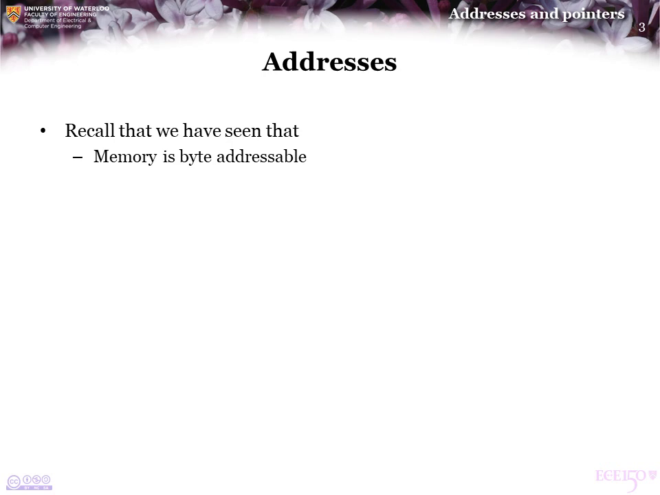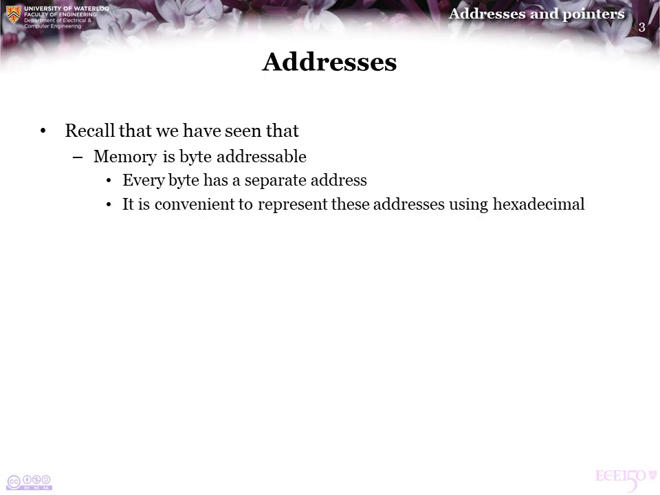Now, recall previously that we've discussed the fact that memory is byte addressable. What that means is that every byte has its own unique separate address. For example, if you had 1 megabyte of memory, you would have 1,048,576 unique different addresses. It's convenient to represent these addresses using hexadecimal numbers. Now, the size of an address is fixed for a very specific type of processor that you're currently using.